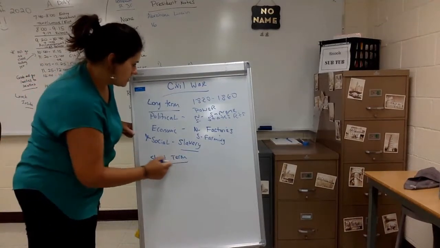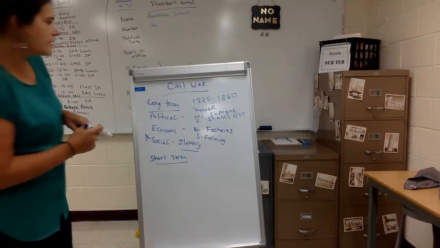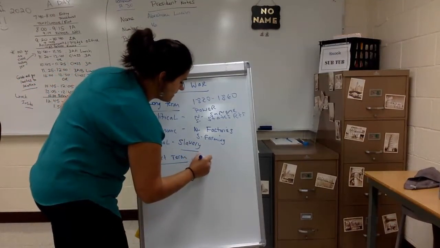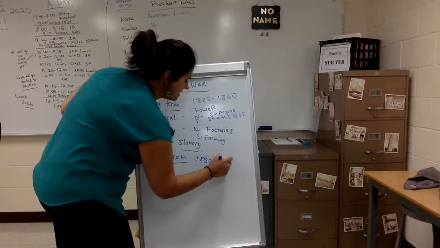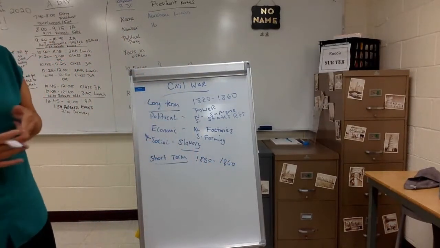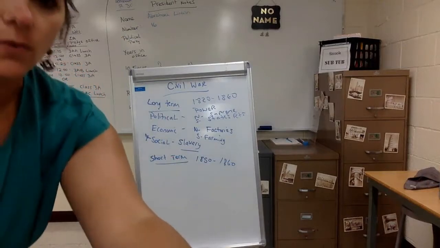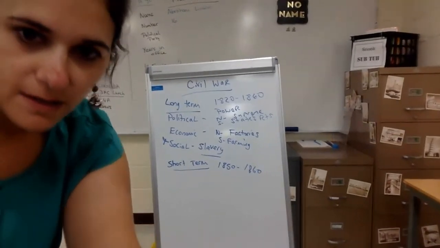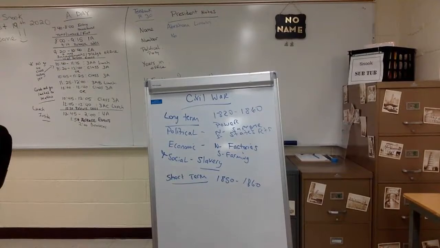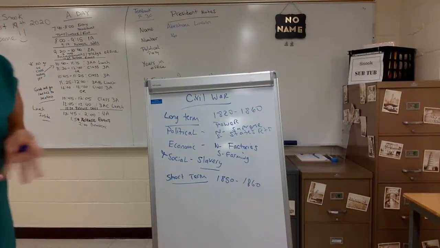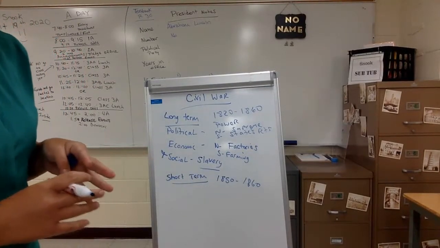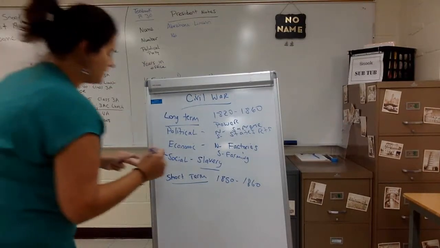Now let's talk about the short-term causes of the Civil War. As we talk about the events that led to the Civil War, really from about 1850 to 1860, what was really happening in those ten years before the war? Even though I say we're going to focus on 1850 to 1860, I have to back up the train to 1820.